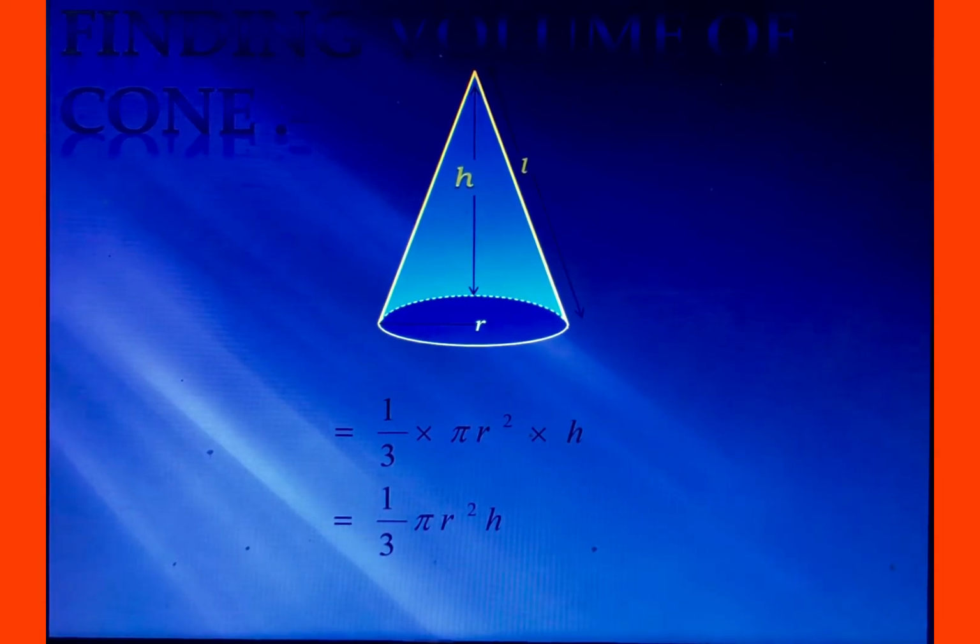In the same way, second way we can say that 1 by 3 into base area of cone into height. So this is again a notable point, that is base area into height divided by 3. This is the total volume of the cone.